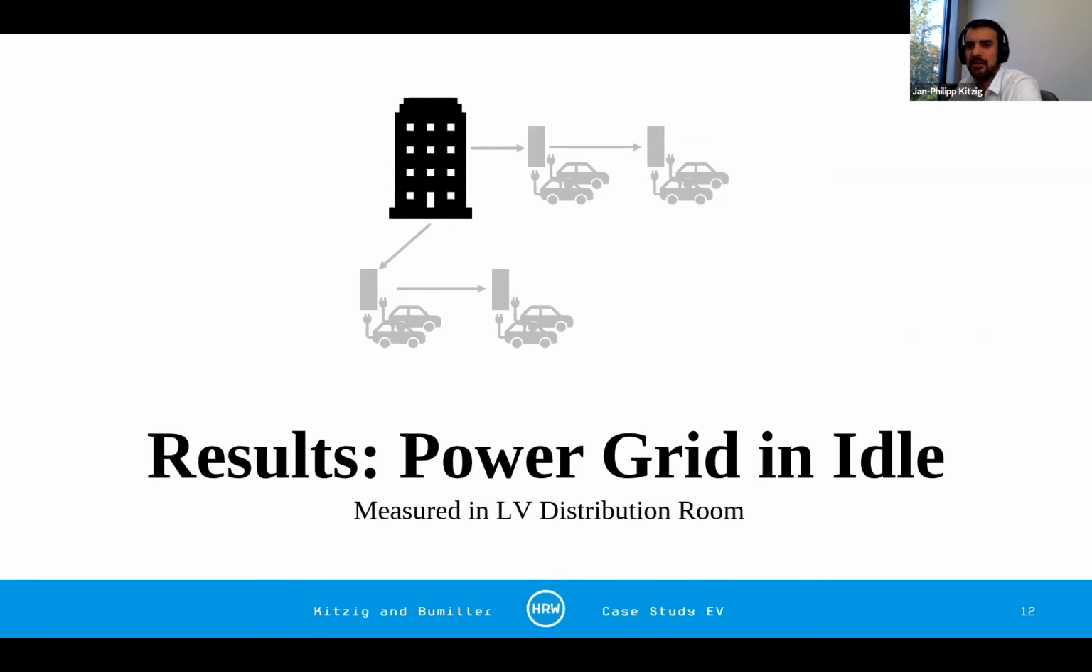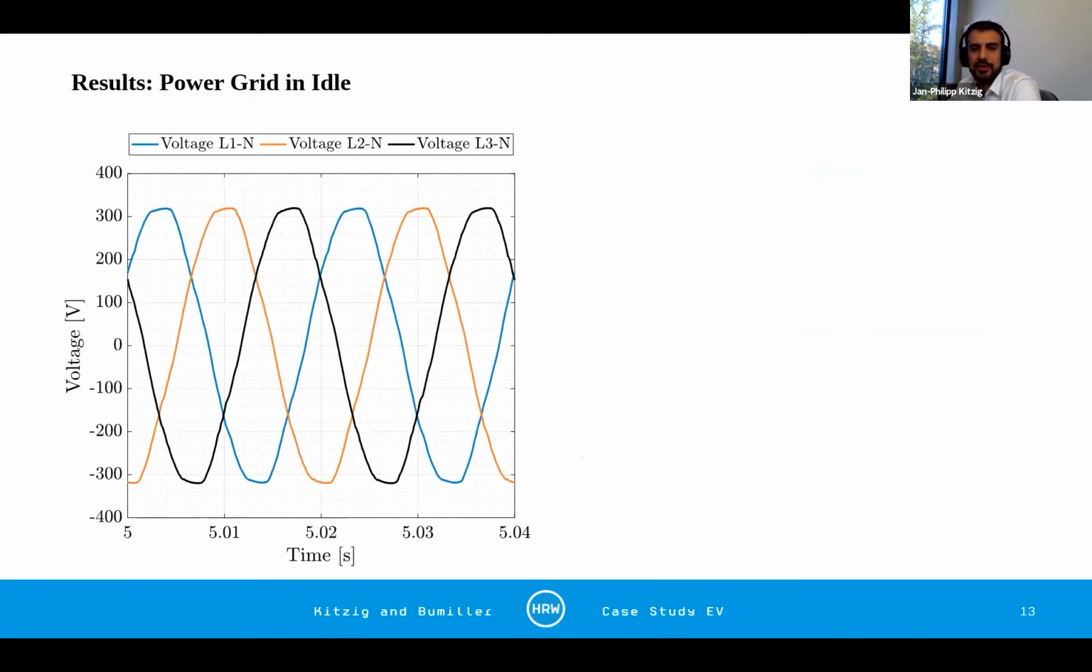So there is no electric vehicle connected to any of these chargers, and there is no noise emission in the rooms. And so we want to see what the power grid and the voltage look like. So we measured in the low voltage main distribution room in the basement. And as you can see, the waveform of this voltage is nothing spectacular. It's not perfectly sinusoidal. We have some low grade harmonics.